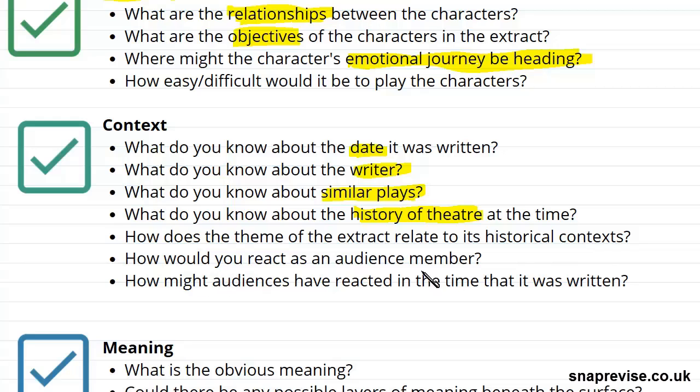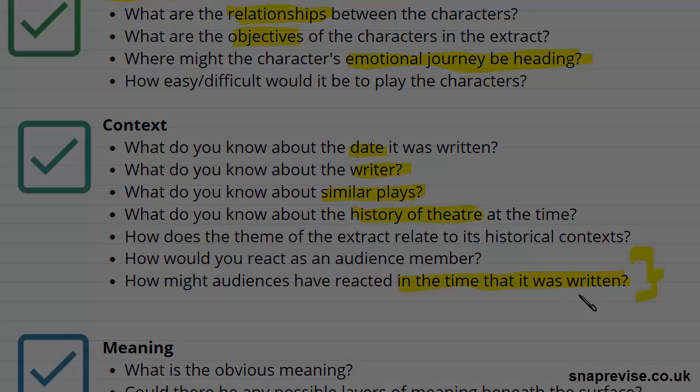How would you react as an audience member? And how might audiences have reacted in the time that it was written? These final two questions are important because we have to be aware of the changing perceptions of how a text might be perceived across time.